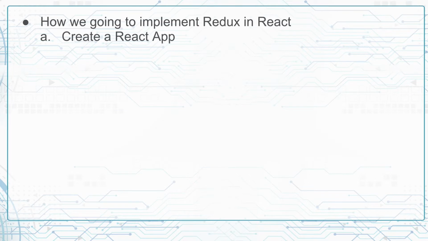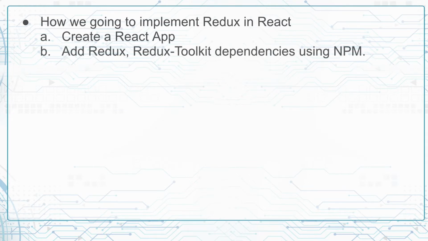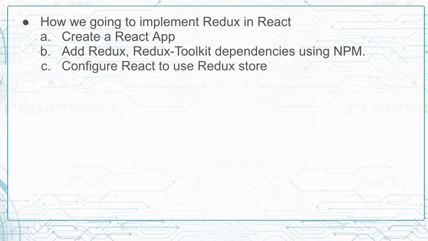First, we're gonna create a React app. Then we're gonna add Redux and Redux Toolkit dependencies using npm. Then we're gonna configure React to use Redux store. Then we're gonna define one feature, and I mean by feature a variable or a state, and it's gonna be a counter. This counter is a number. We will try to access it and we will try to increment it and decrement it.